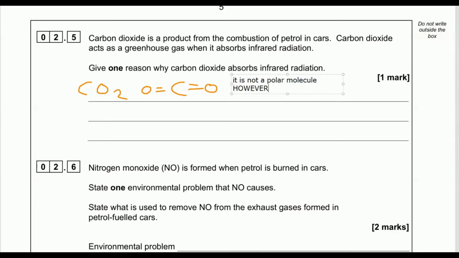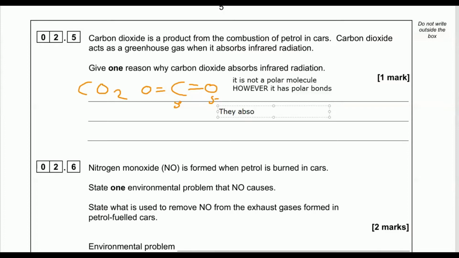Okay, now what's the reason why we get vibration in a carbon dioxide molecule? Normally with a non-polar bond, you don't get so much infrared radiation absorbed. However, although it's a non-polar molecule because it's symmetrical, it does have a polar bond. So it has a delta positive carbon and a delta negative oxygen. And so they're going to absorb infrared radiation.